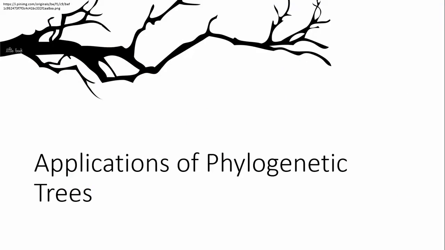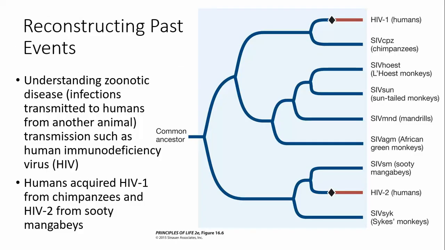So how do we use these in science? Well, what we can do is use these cladograms to try and figure out not just how organisms are related, but also events that happened in the past. So, for example, with zoonotic diseases, you can try and create a cladogram to show, okay, humans acquired this disease from another animal. What other similar diseases in other animals is this virus, or whatever it is, most closely related to?